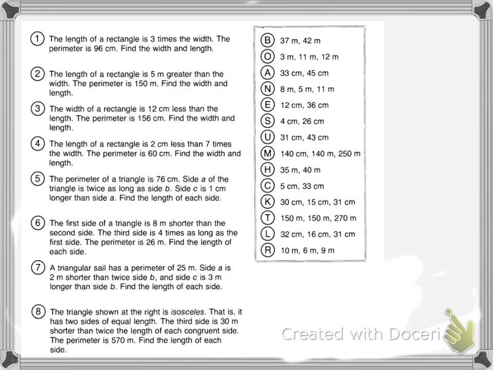Number 8 says the triangle shown at the right, and they gave you the triangle, but why can't you draw that? I know you can draw that. Follow the directions. It's a right isosceles. Do you know what a right isosceles is? Do you? Oh, for heaven's sakes. What do they teach you in school?